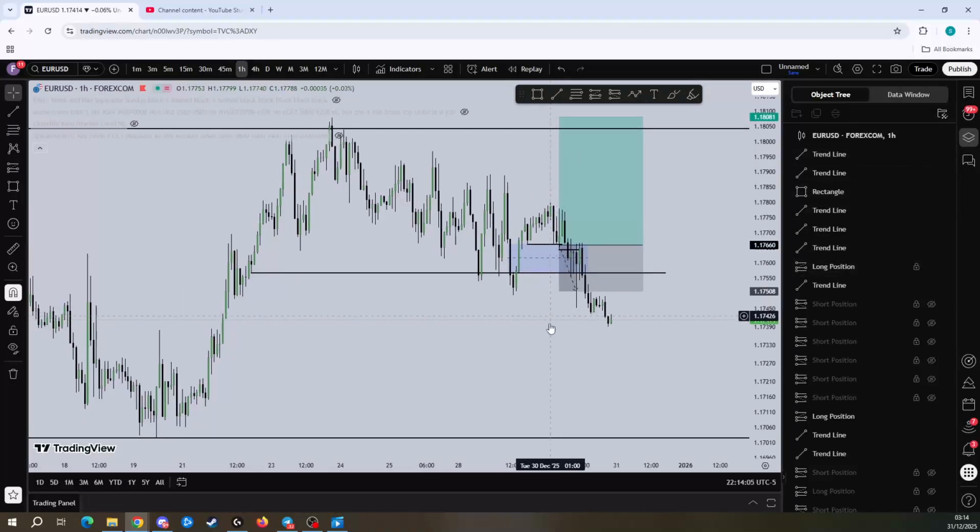I was just using candle closures on the hourly time frame to see what is more likely: that price is going to violate this key level and come back for the lows, or is it likely to continue higher?